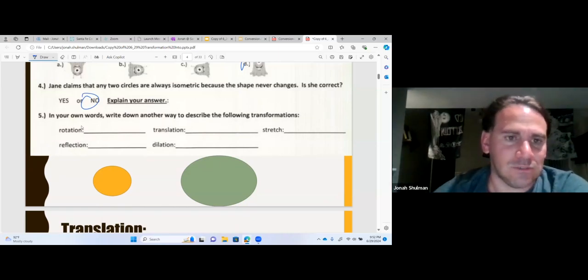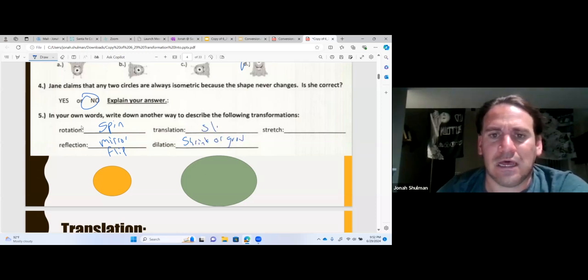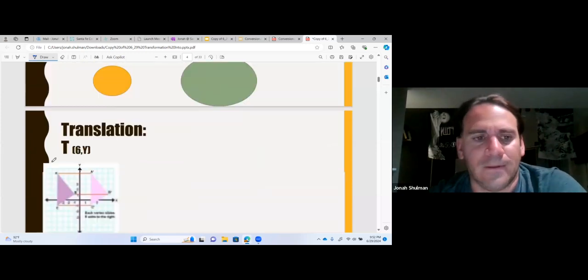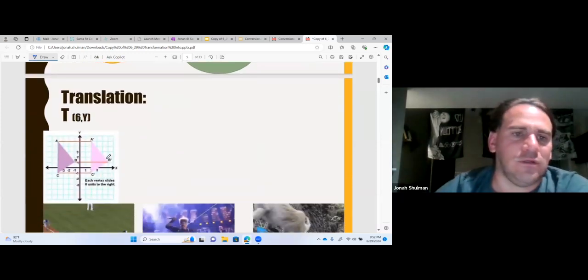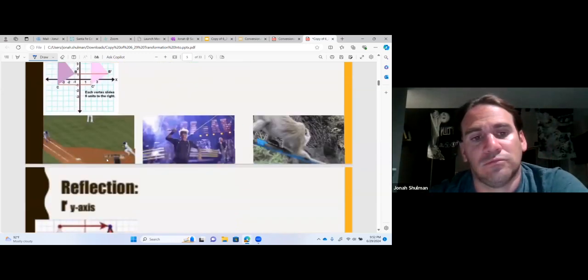And rotation is a spin. Reflection is a mirror or a flip. Dilation is a shrink or grow. Translation is a slide. I think this one you can think of as a pull. So notice it's the same. This is your x and this is your y. This means 6 to the right, no up or down, because it doesn't go up or down.